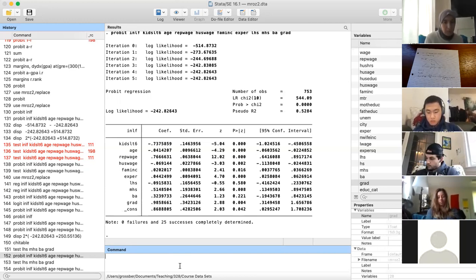So here's the first thing we can do. I'm going to say margins, comma, dy dx. I'm going to put an asterisk in parentheses.